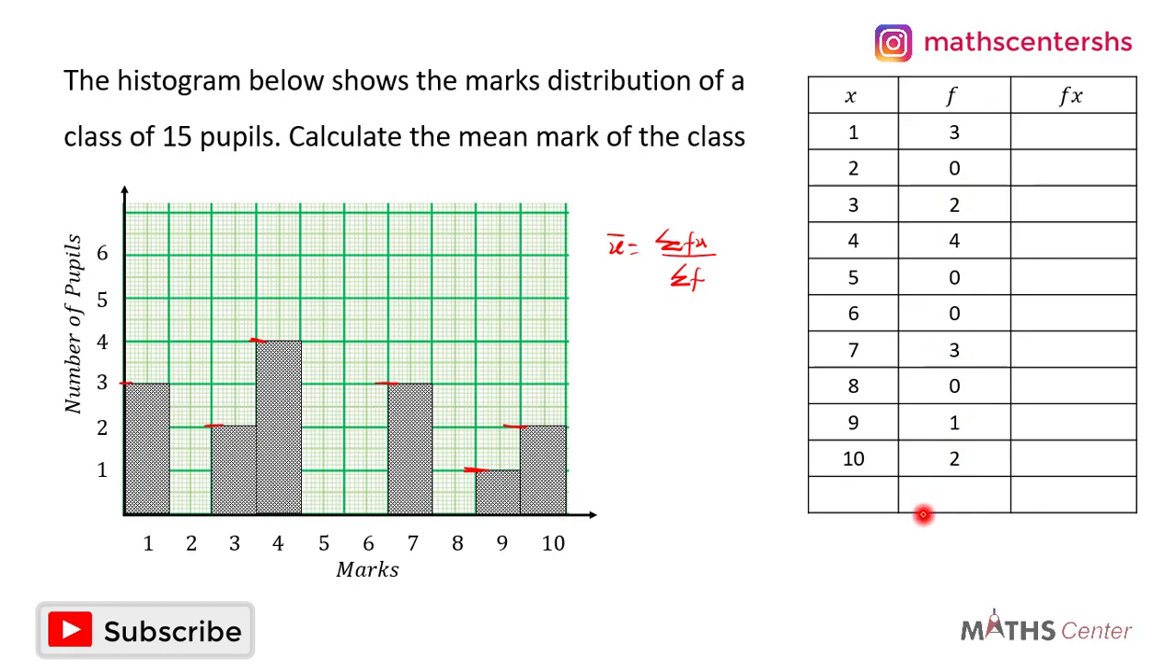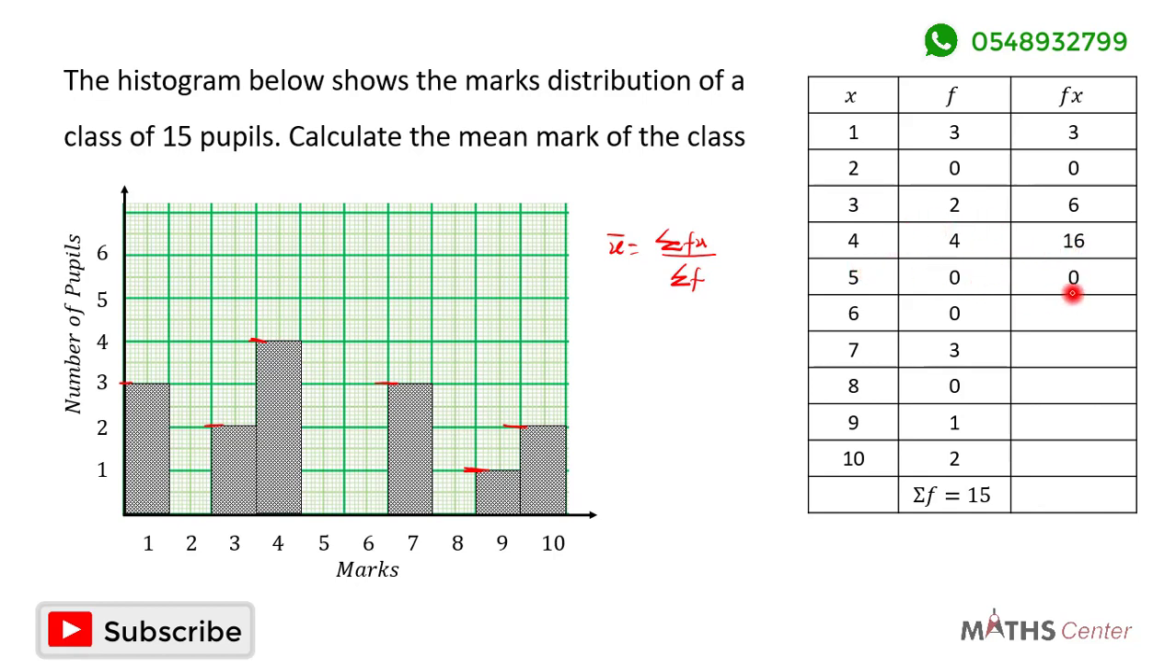When we add all of them together, we are going to get 15, which will be the number of pupils in the class. We need fx, that is the product of x and f. So we will multiply x and f. 1 times 3 will give us 3. 2 times 0 will give us 0. 3 times 2 gives us 6. 4 times 4 gives us 16.